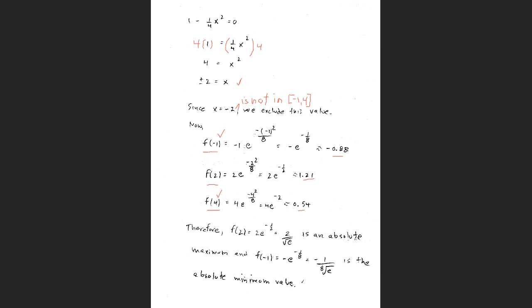Are there any questions so far? Now we can answer the question. The largest value here is 1.21, and that's at x equals 2. So f of 2, which is equal to 2 times e to the negative a half, which is 2 over the square root of e, which is approximately 1.21. That's an absolute maximum.